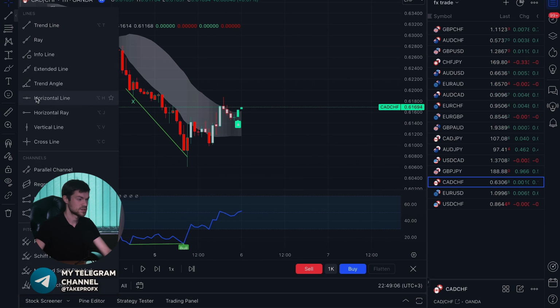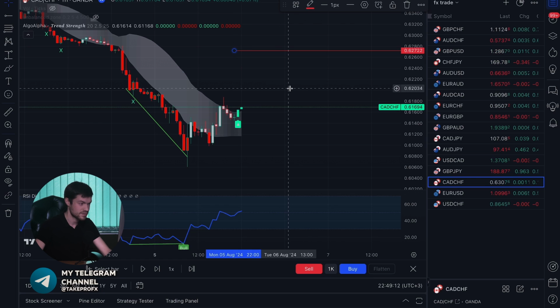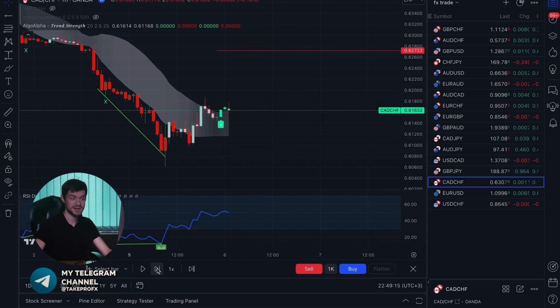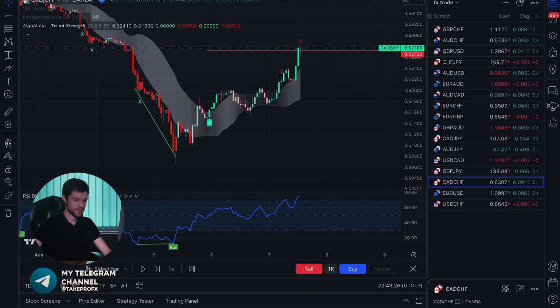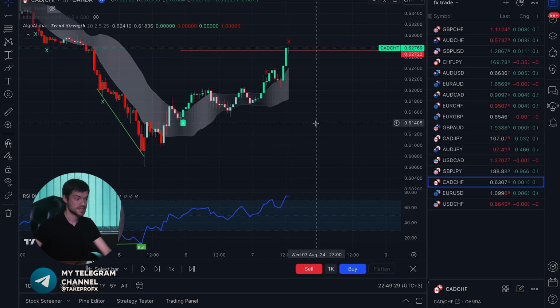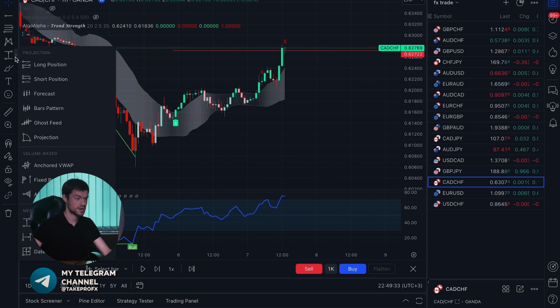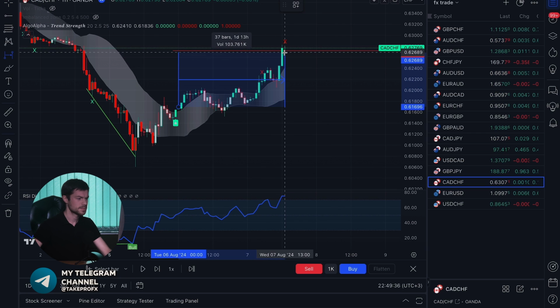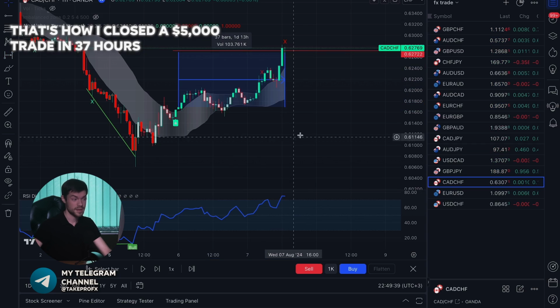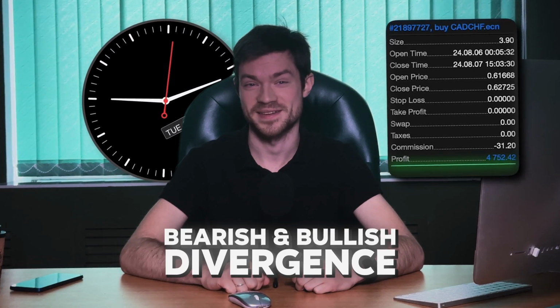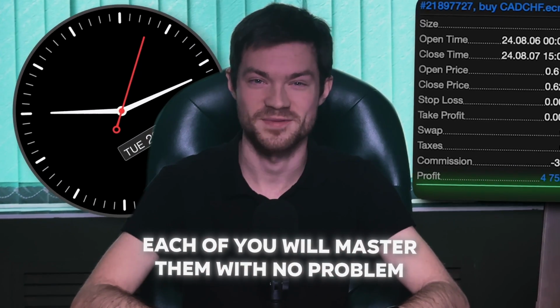Let's find it on the chart. So here we have closed this trade. Let's take a look at it. Yes, it was quite a long trade, but considering that this is an hour time frame, which is where I usually trade, the whole trade took me about 1 day and 13 hours. Literally in 37 hours, I earned almost $5,000 using 2 simple indicators, which each of you can master without any problems.